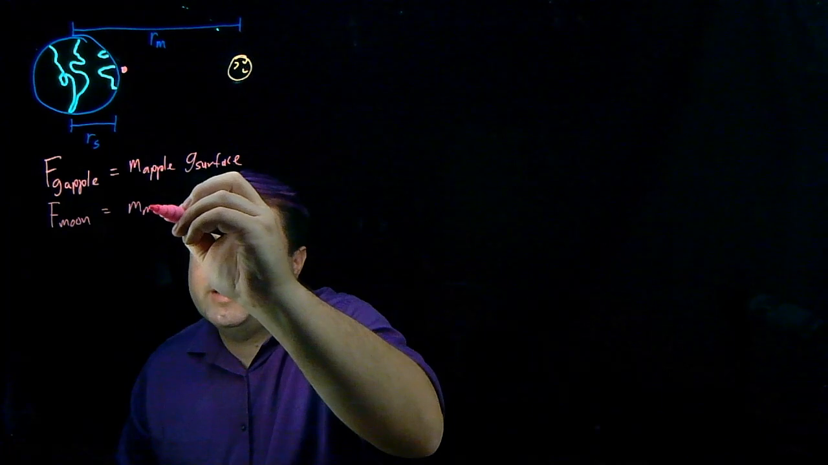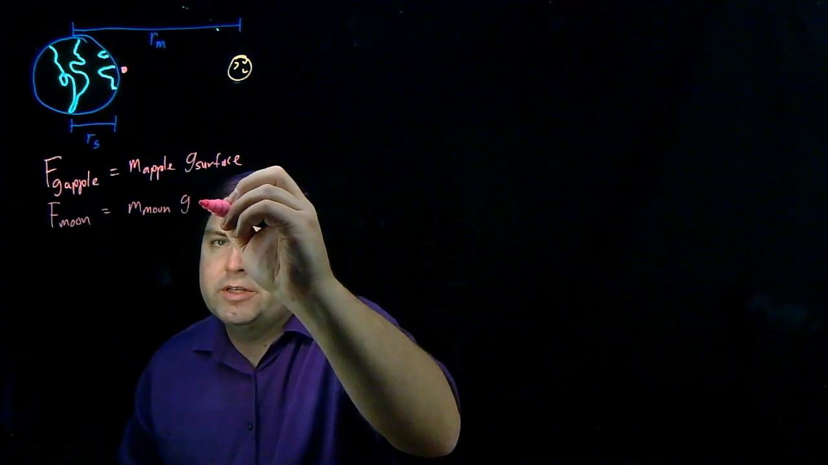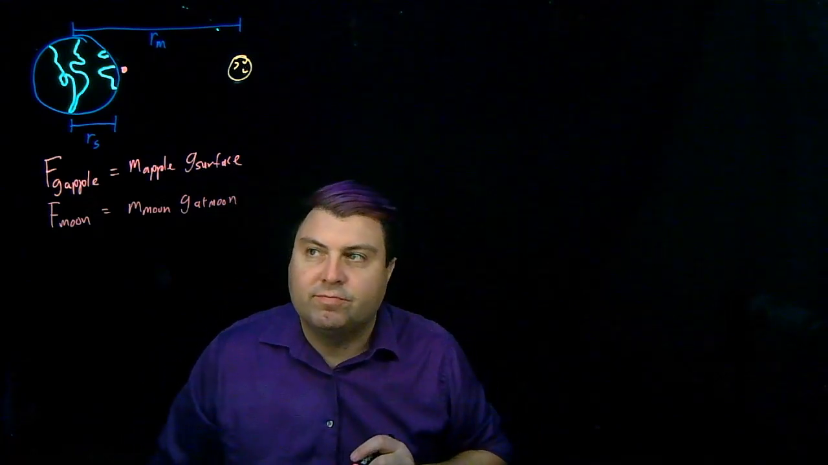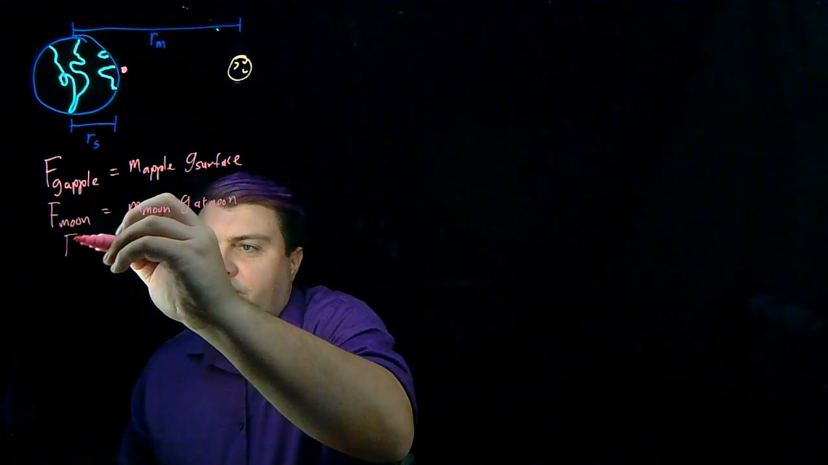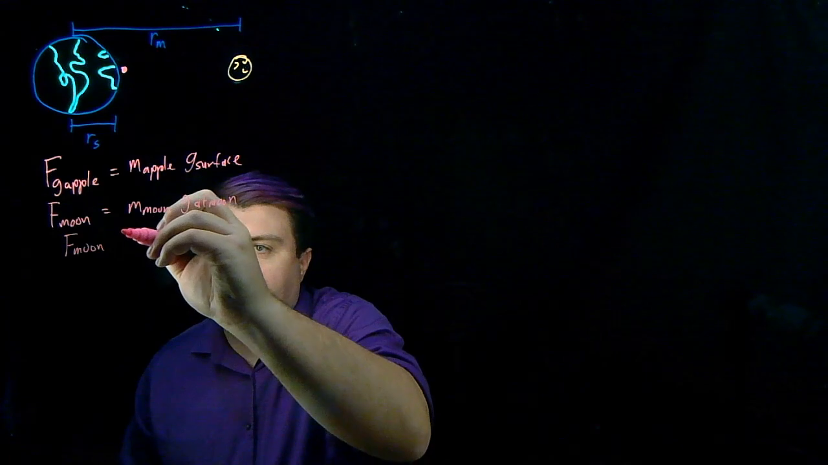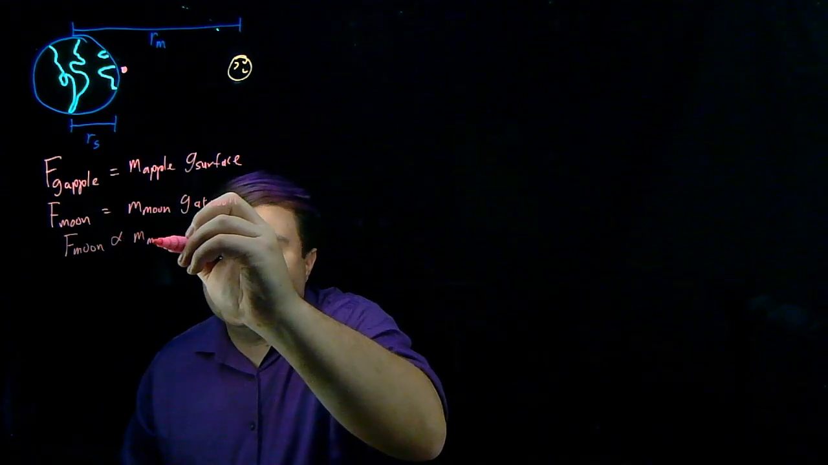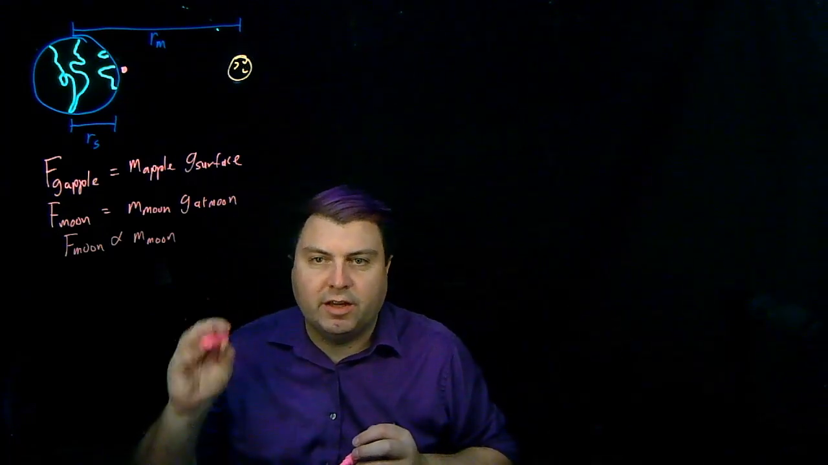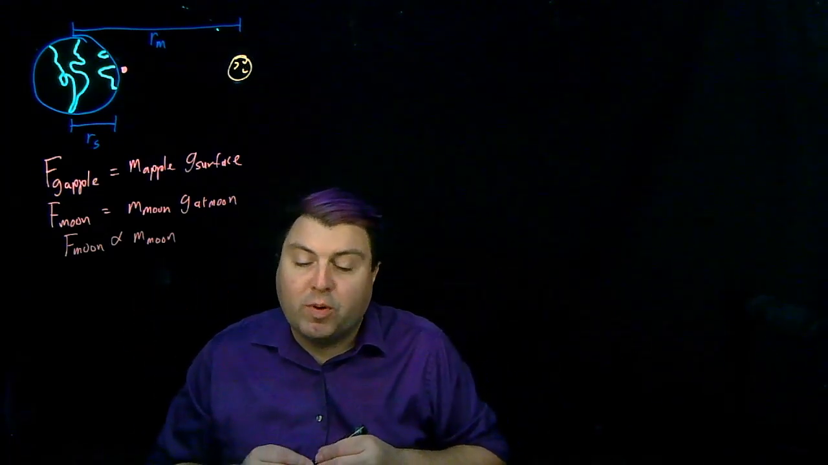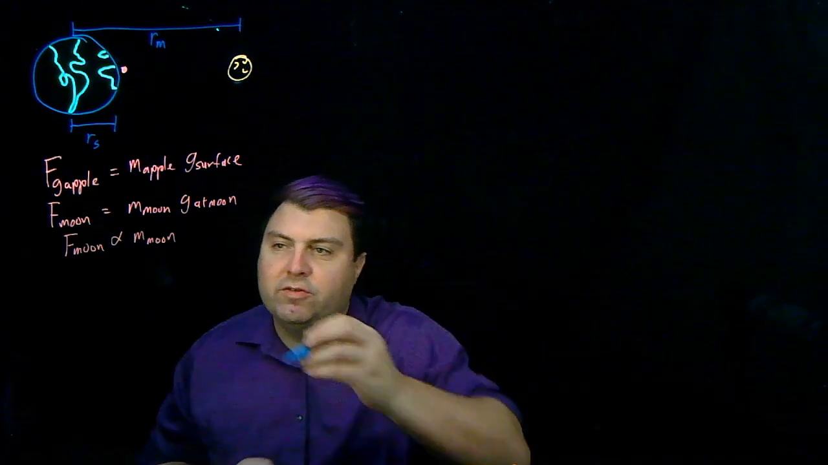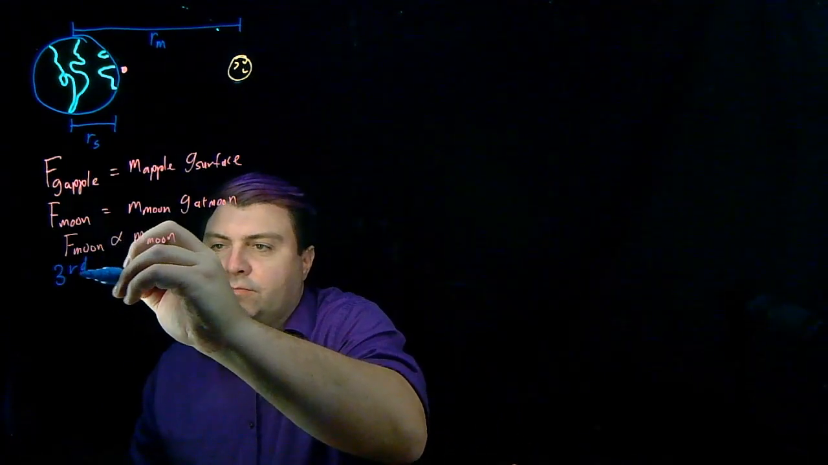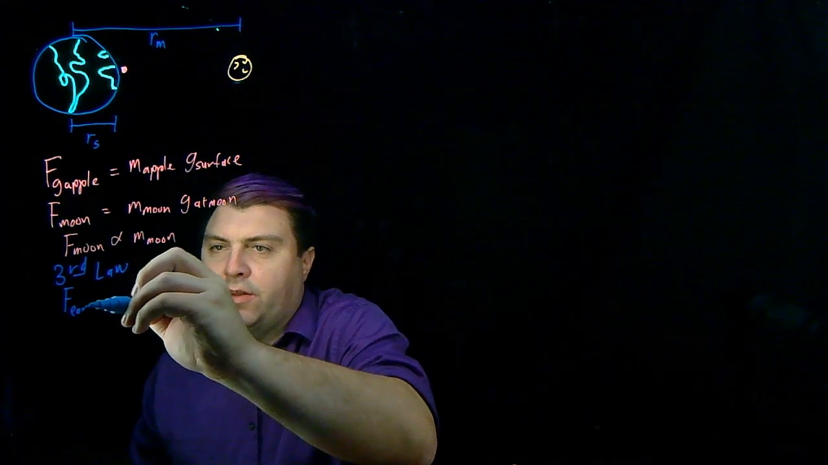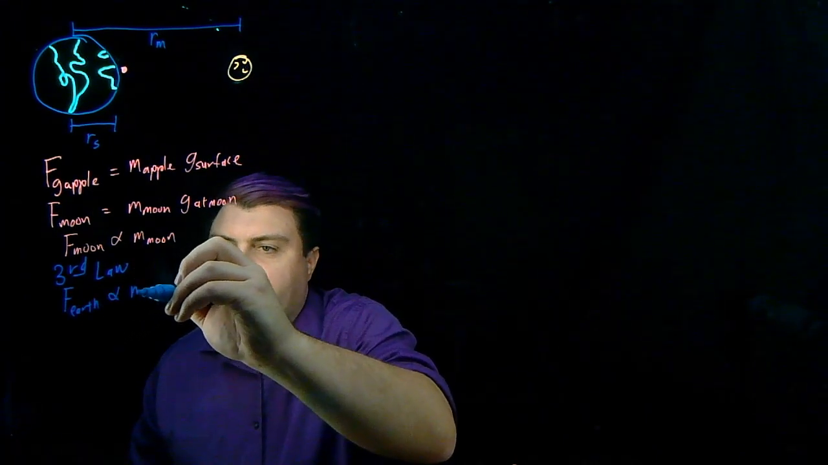is equal to the mass of the moon times g at the moon. So the other way that we can put this, we could say the force of the moon is proportional to the mass of the moon. Since we don't know the g at the moon, we can kind of just talk about that. But we also know Newton's third law, which would say the force on the Earth would be proportional to the mass of the Earth.